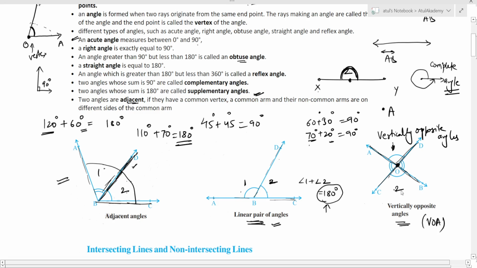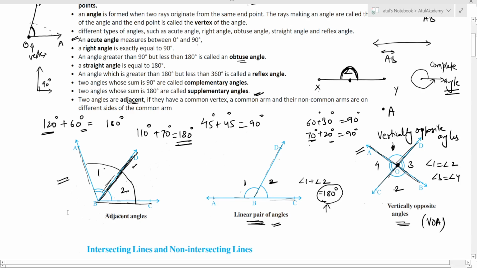1 and 2. So angle 1 equals angle 2. This is, let's say, 3, 4. So angle 3 equals angle 4. Reason? Because they're vertically opposite angles. We'll be using this and we'll be proving it as a theorem also, how they're equal. Till now you have learned that these vertically opposite angles are always equal. We will prove it also, how they're equal, in the next section of the same video.